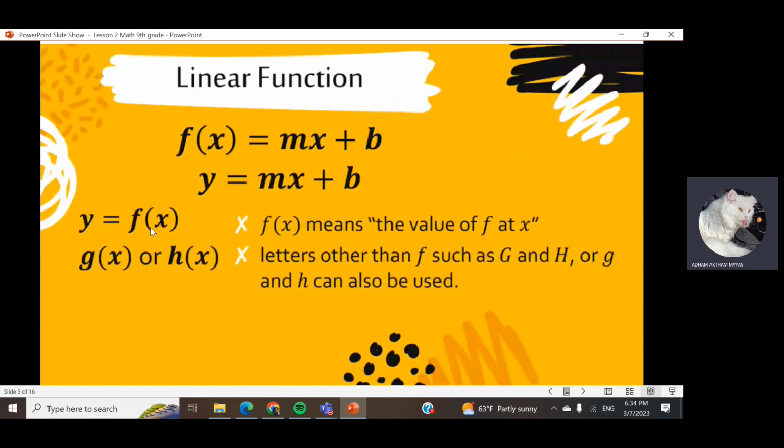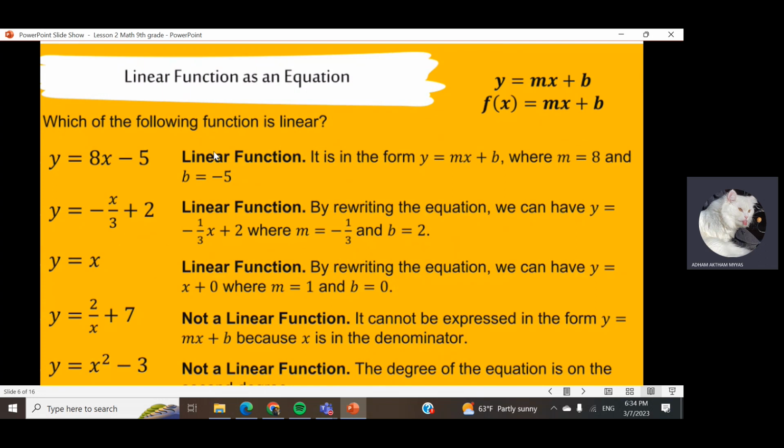We can see here that maybe we can change f of x into y. So it's just names or representation letters. Here we can see the difference between the linear equation and nonlinear equation. This equation, 8x minus 5, fits the formula mx plus b, so it's a linear function. Minus x over 3 plus 2: m here is minus 1 over 3, b here is 2, and this is a linear function.